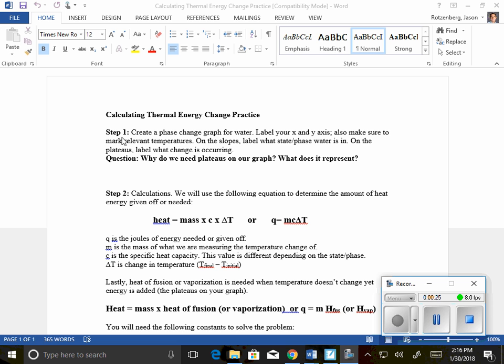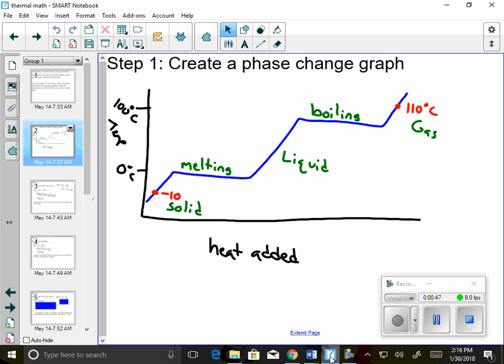graph for water. Again, label it X and Y axes, mark the relevant temperature since it's water, that being the melting point and the freezing point. So go ahead and take a minute to do that. As I'm moving along with the notes here, if you need to pause the video to allow students to catch up with the work, feel free to do so.